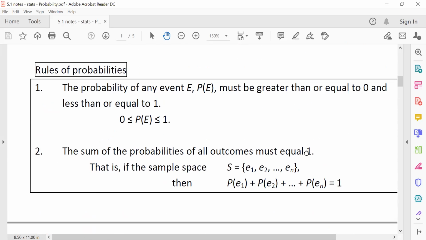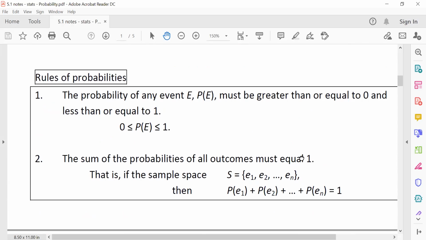Now, let's define some of the rules of probabilities. These are sometimes called Kolmogorov's axioms of probability. This is not all three axioms, but that's okay.